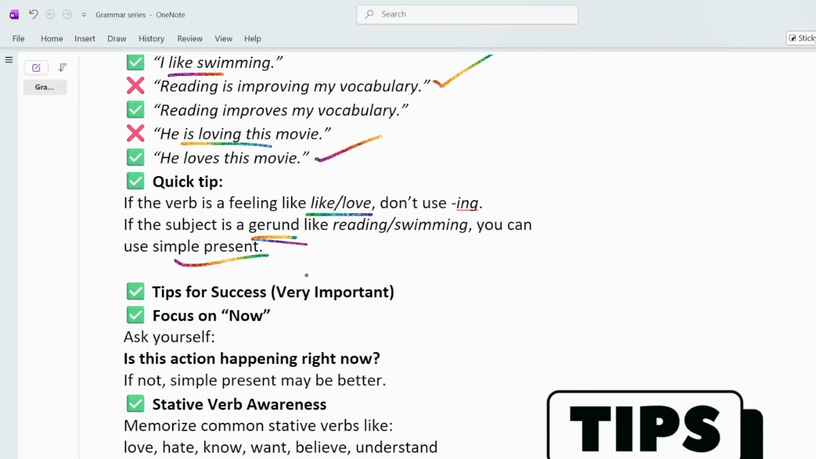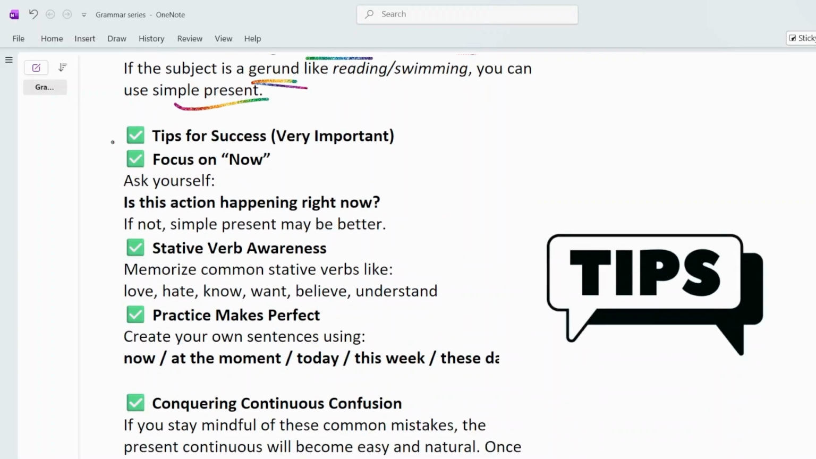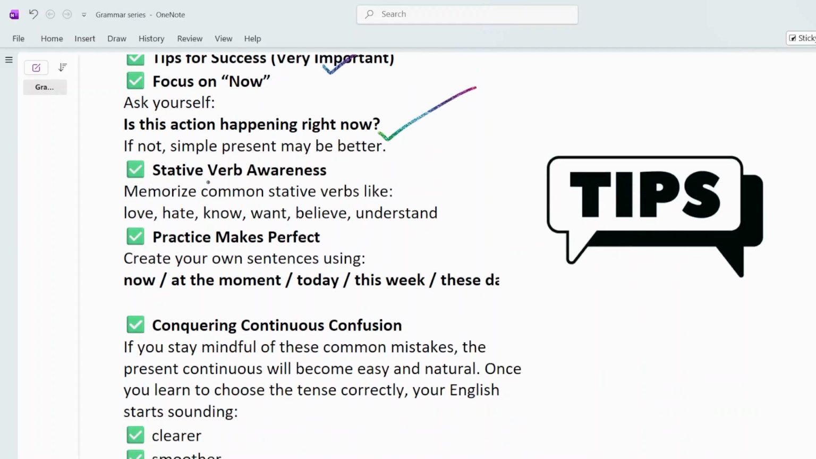Okay, so now again, my favorite section, tips for success. Very important. Now there are 3 important steps, guys. Focus on now, as I told you. If the action is happening right now, you pretty much are going to use the present continuous tense. Stative verbs awareness, as I told you again: love, hate, know, want, believe, understand, etc. You will not be using this particular tense with them.